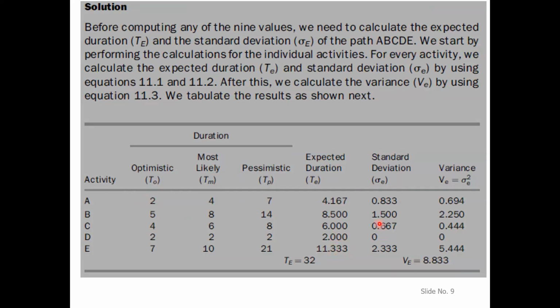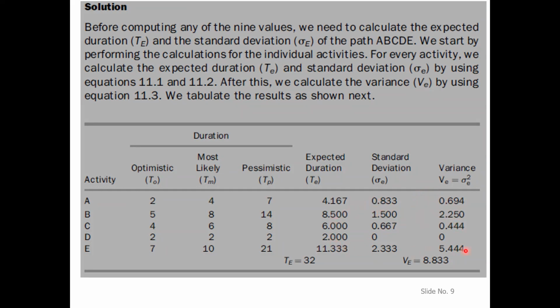Okay. Now for the standard deviation, we will take 7 minus 2 divided by 6. 7 minus 2 is 5, and 5 divided by 6 is the standard deviation. 14 minus 5 is 9, and 9 divided by 6 is 1.5. So in this case, we can get the standard deviation. The square of the standard deviation will be the variance of the activity. So we'll just take the square of this: 0.833 squared is this, 1.5 squared is 2.25, and 0.667 squared is 0.444.